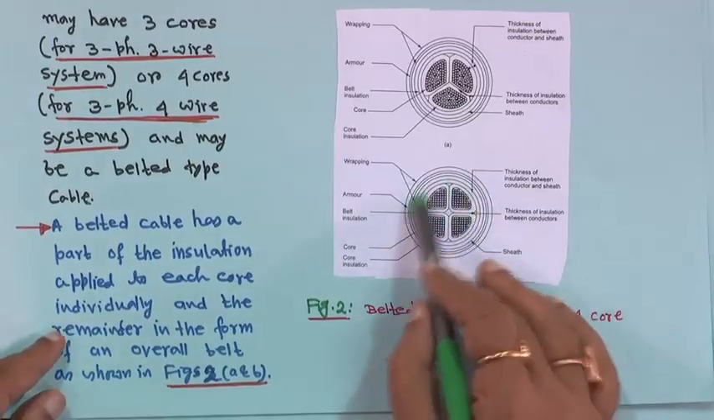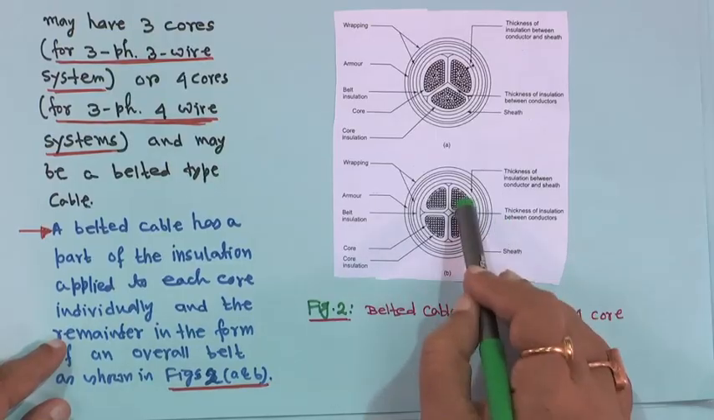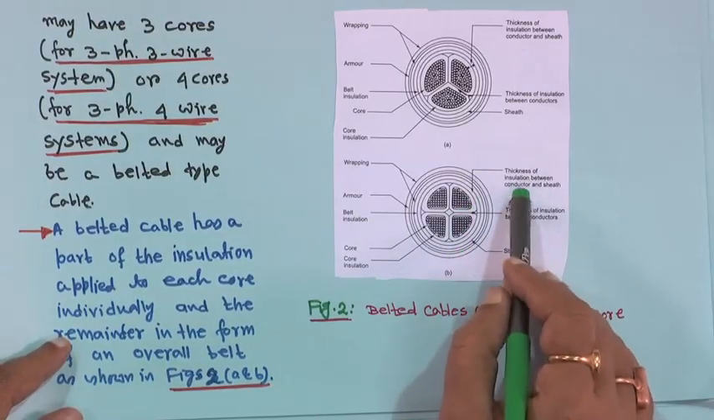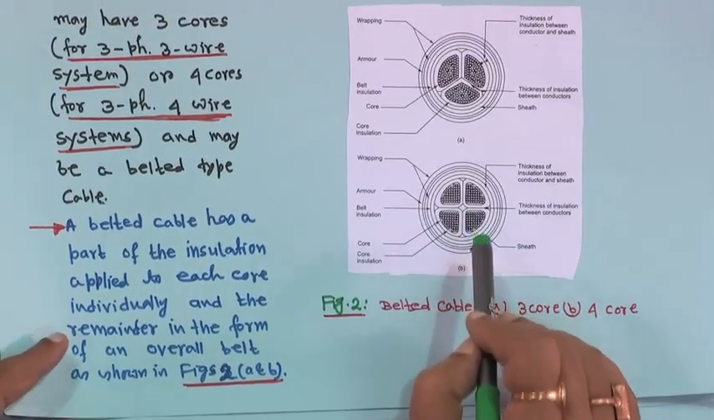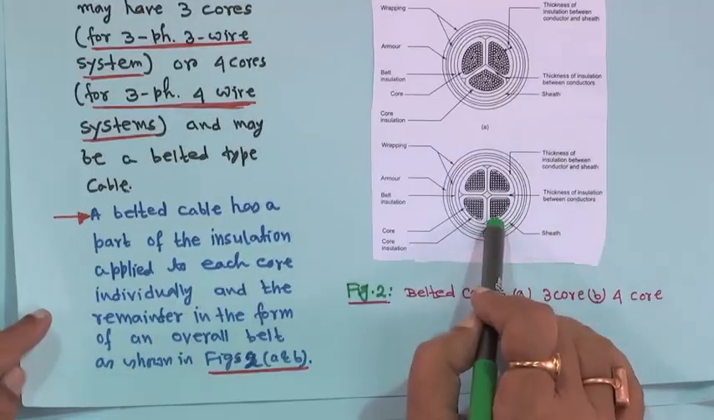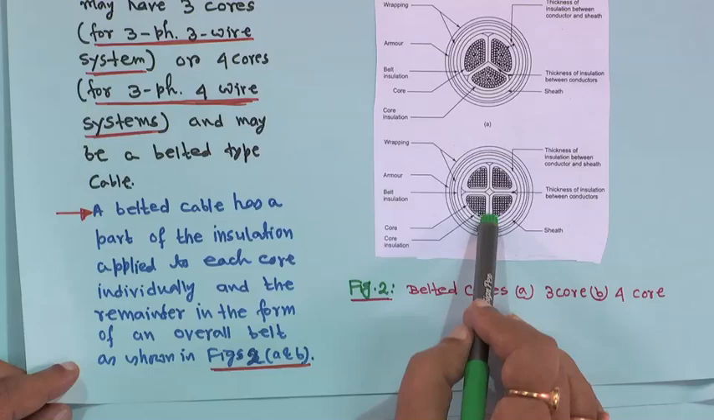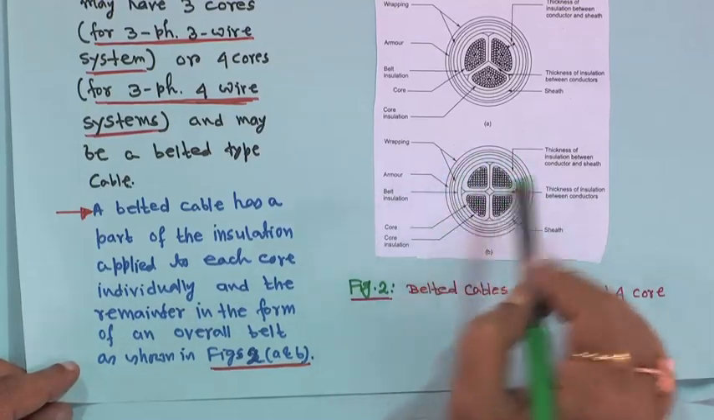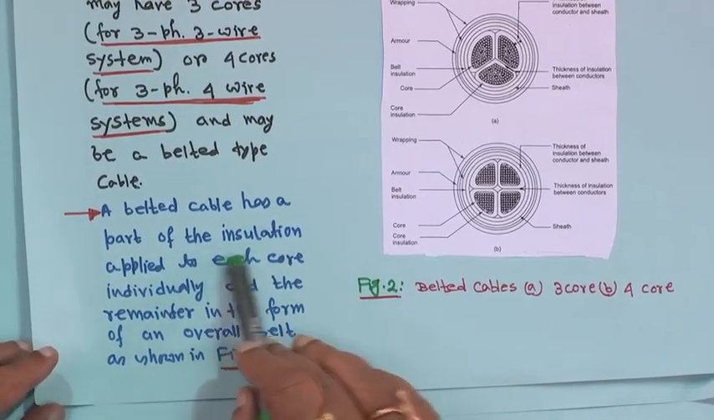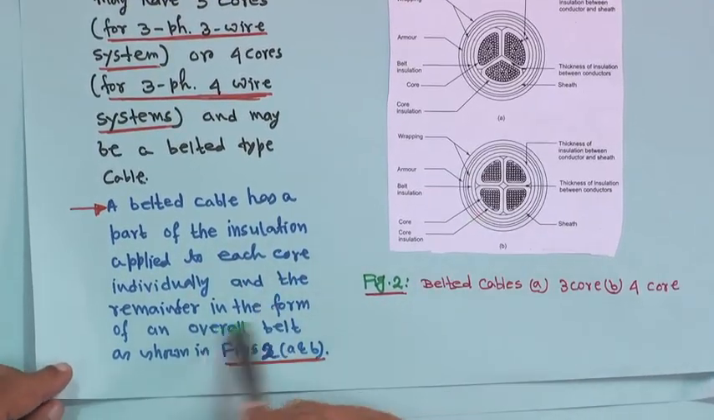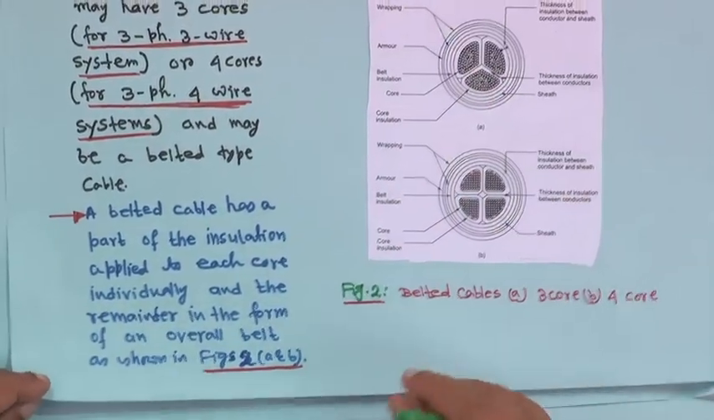So just see, so many things are wrapped on the conductors: insulation, then armor, then core insulation is required, then insulation between conductor and sheath is required. So everything is required to manufacture the cable. This is a 4 core cable, right. This is a belted cable because all are together in the same thing. A belted cable has a part of the insulation applied to each core individually, and the remainder in the form of an overall belt, as shown in figures 2a and b together, right.